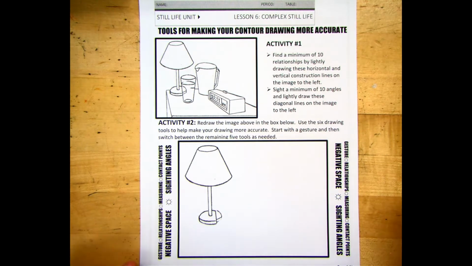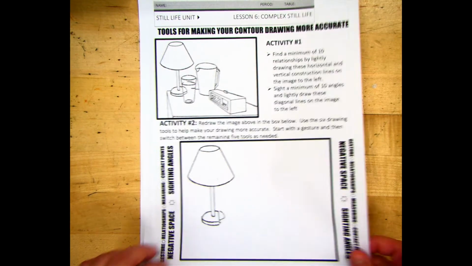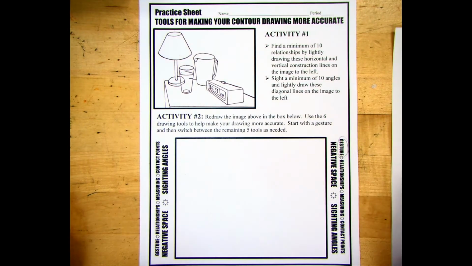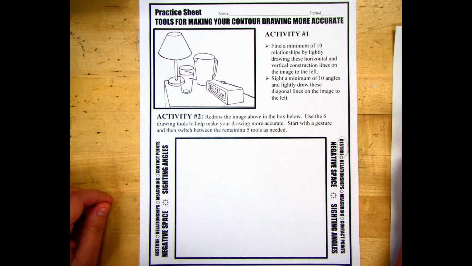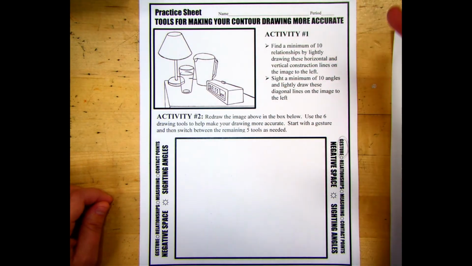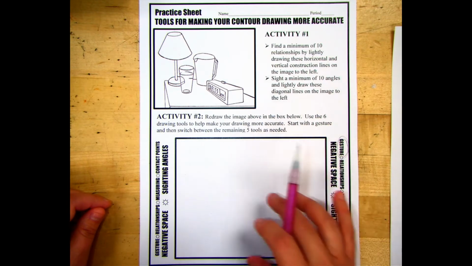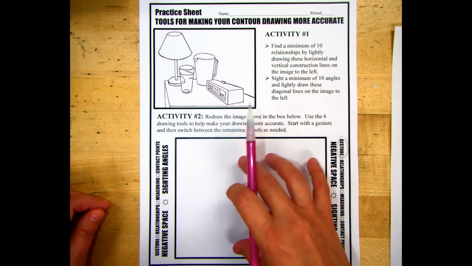Now there are 2 different versions of this worksheet, so you need to figure out which one you have. Either you have a lamp already drawn for you, or you have the empty box. If you have the empty box, you just have a little more drawing that you need to do. So the first thing we need to do is start with a gesture. Remember, a gesture is a quick sketch of the entire still life, but you're trying to get it to be in the right composition, the right proportions, and so this box is smaller and it needs to be enlarged.